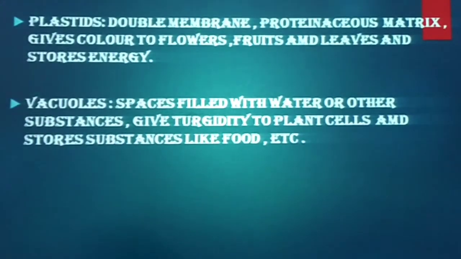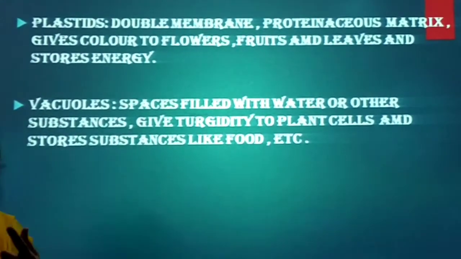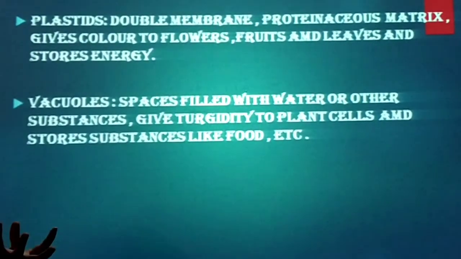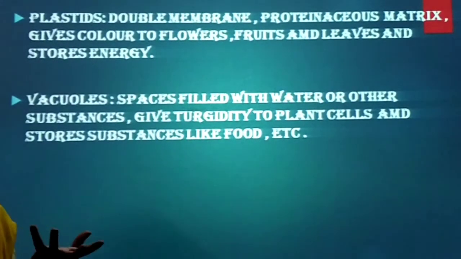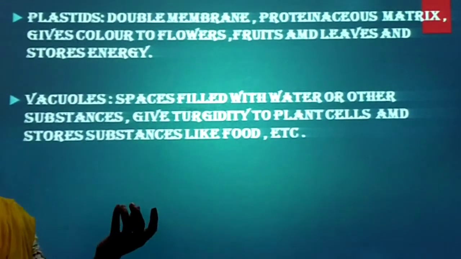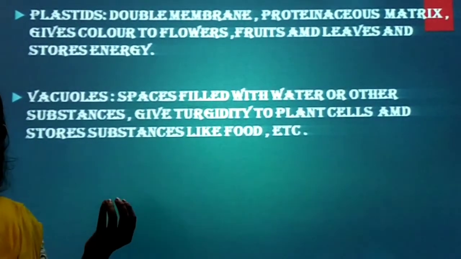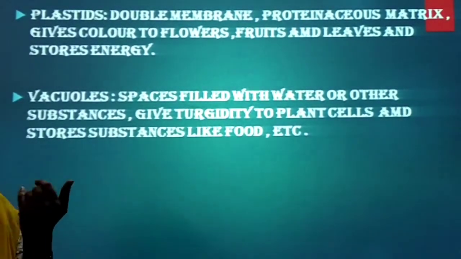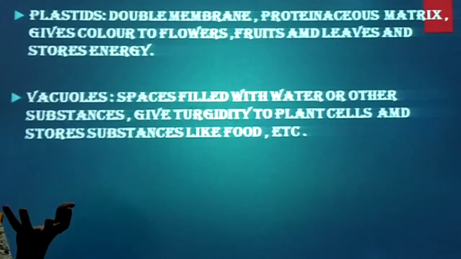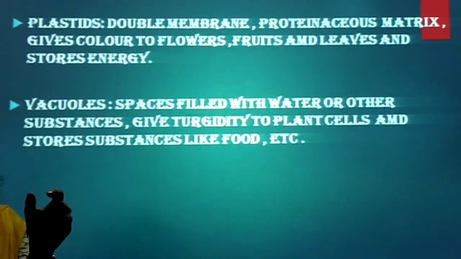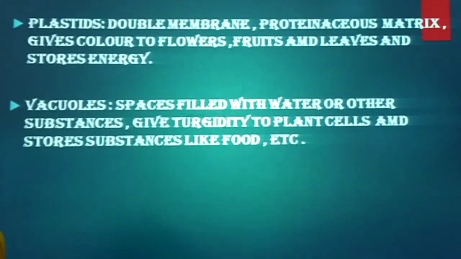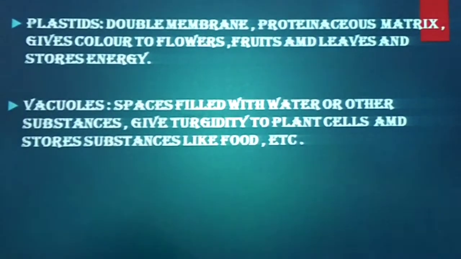Leucoplasts are the colorless plastids that store starch. Starch means food, you can say food for plants. These plastids are found in great number in potatoes. Potatoes are a starchy vegetable, as we know. So these leucoplasts are present in potatoes in large number, and in other plant parts also.